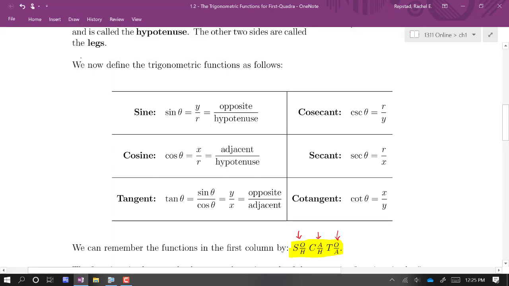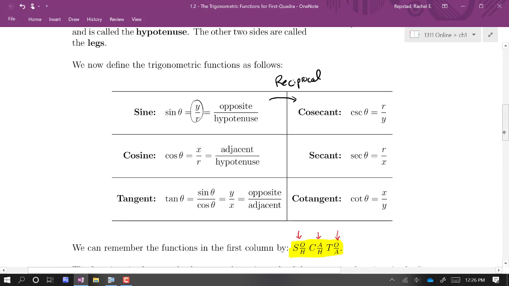For the three functions on the right, these are simply reciprocals. So the reciprocal of sine is cosecant. So cosecant theta, you just flip over the fraction. So it's r divided by y. The reciprocal of cosine is secant. So secant of theta is r over x. And the reciprocal of tangent is cotangent. So cotangent theta is x over y.